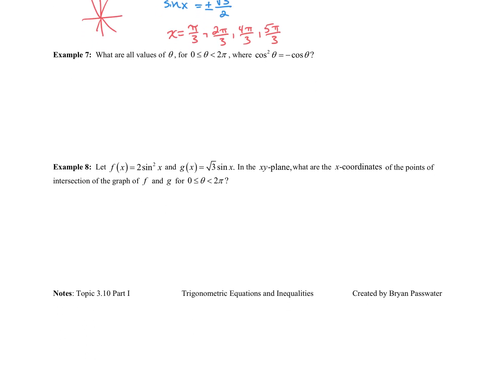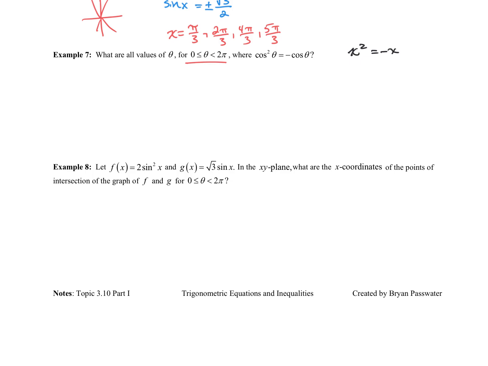Kyler's going to read for us. What are all values of theta for 0 is less than or equal to theta less than 2 pi, where cosine squared theta equals negative cosine theta. Cool. Love it. All right. So I have the interval from 0 to 2 pi, and then I have this equation. The way that we can think about this is like x squared is equal to a negative x. That helps some students sometimes. I need to solve for x basically.